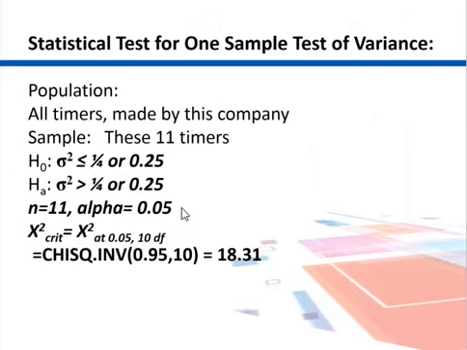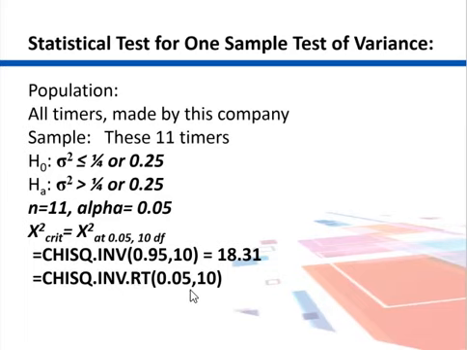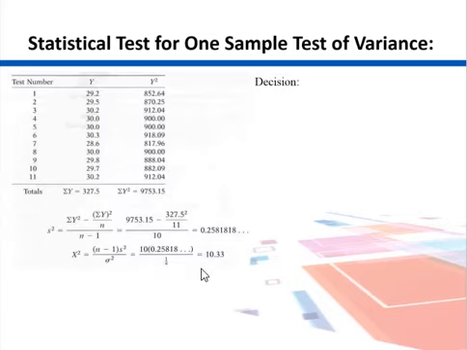We can get the same number from the chi-square inverse function in Microsoft Excel. We give it 0.95 for 10 degrees of freedom, since it gives the cumulative value from the left, and we get 18.31. There is another function, chi-square dot inverse dot rt, right tail. There you just put the alpha, and it gives you the value towards the right, which is the same as we got now.